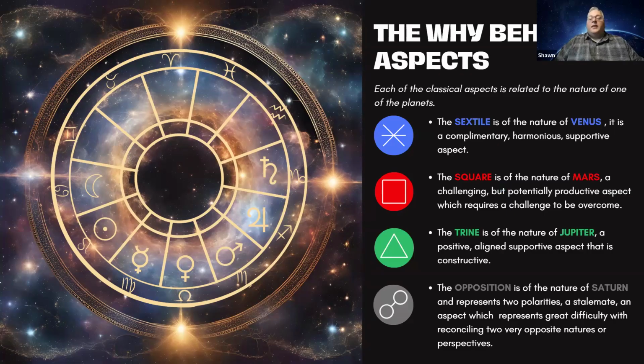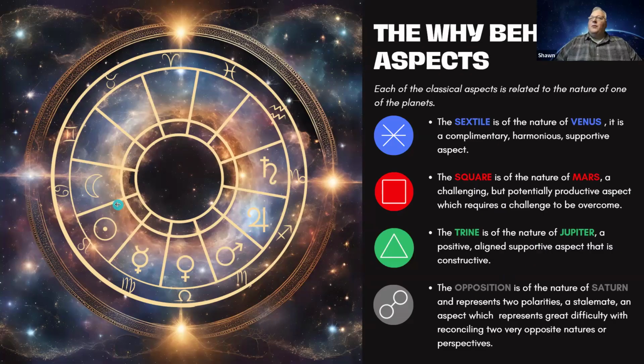What does Mars represent? Hard work, sometimes a challenge or a clash, maybe some conflict, but it's productive. Mars likes to work hard. And so there's something about the square that offers us a challenge, but that challenge, if it's overcome, can actually work for our benefit. That's inherent in the square aspect. The trine was of the nature of Jupiter. It was positive, aligned, very supportive, and very constructive.